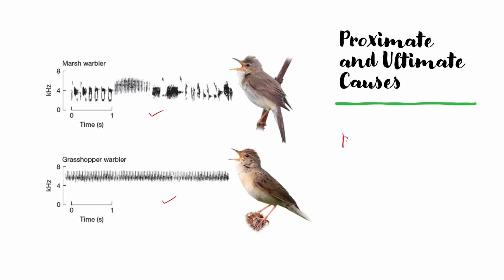Of course, there are proximate causes for this. One can examine the syrinx, the vocal apparatus of the bird, or examine different hormonal levels, like how testosterone hormone level can affect singing pattern, and brain perceptions, brain centers. These are proximate reasons. But what is the ultimate reason?